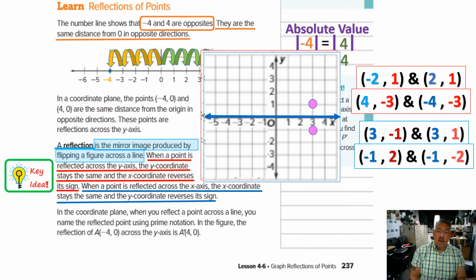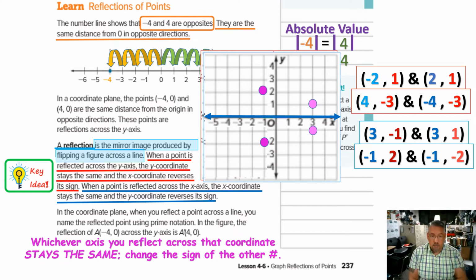If I have a -1, +2, and a -1, -2, those would be reflections of one another, because I would go backwards 1 and jump up to 2. And if I jump up to 2, then its reflection has to be the -1 and jumping down 2. So the -1 will stay the same. It's the x-coordinate because I'm going to cross the x-axis. And then my opposite is going to be my y because I'm going up versus down or down versus up.